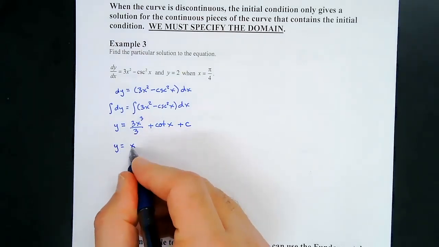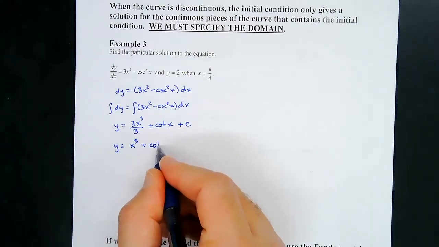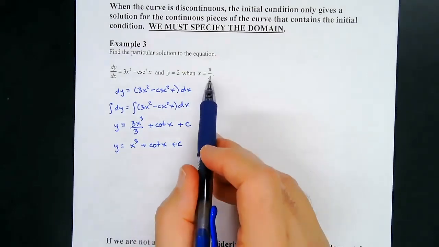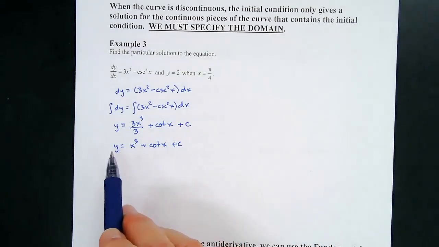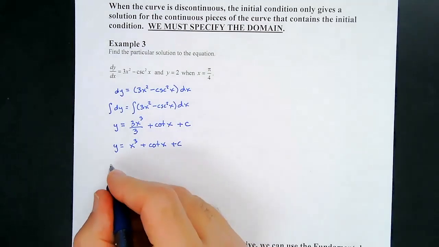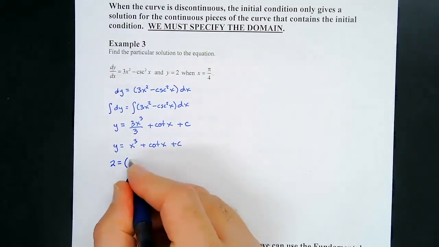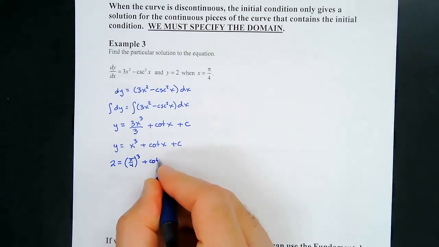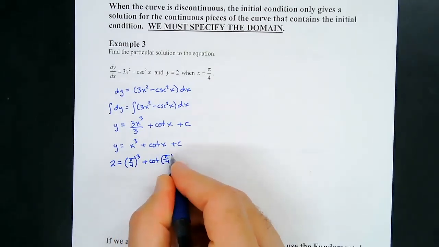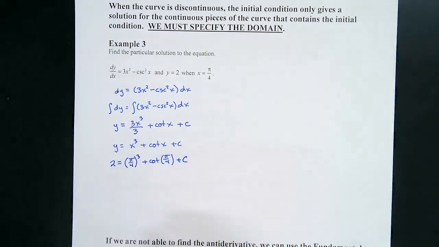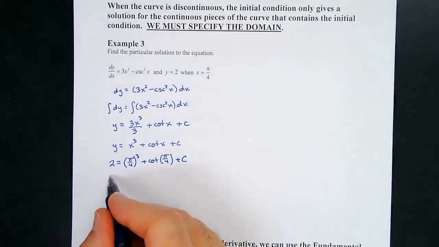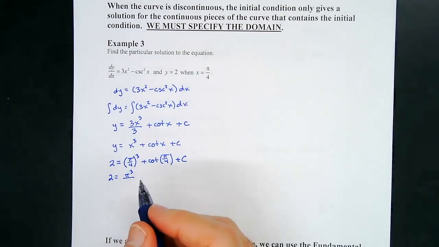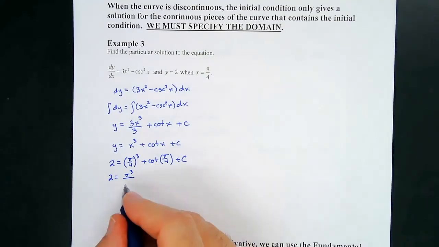y is equal to x cubed plus cotangent x plus c. Once again, when I plug pi over 4 in for my x, I'm going to get a y value of 2. So that means 2 is equal to pi over 4 cubed plus cotangent of pi over 4 plus a constant c. Okay, so this becomes 2 is equal to pi cubed over 4 cubed. So 4 times 4 is 16 times another 4 would give me 64.